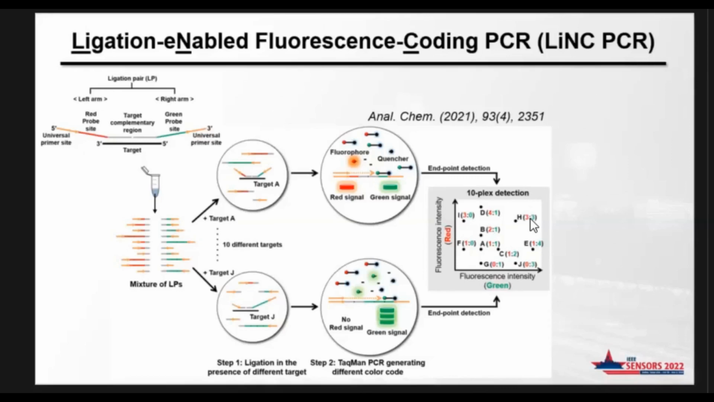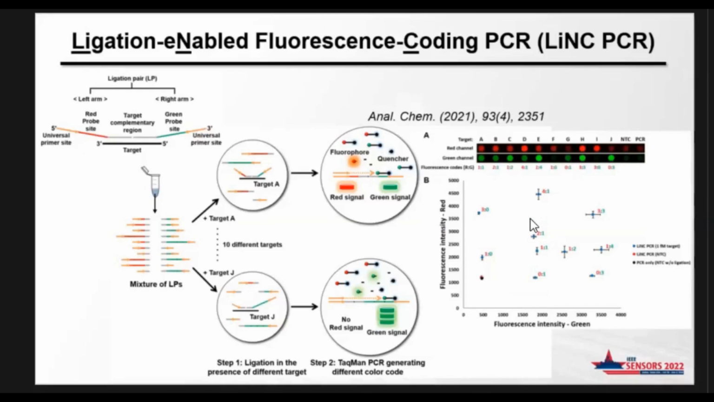So in this paper, we have investigated the design rule of ligation pair and optimized each of the reaction conditions, and have experimentally shown that in the presence of each target, distinct red and green fluorescence intensity can be generated. I don't think it's very obvious in this presentation, but different red and green endpoint intensity were generated, and each target can be identified using this two-dimensional plot.